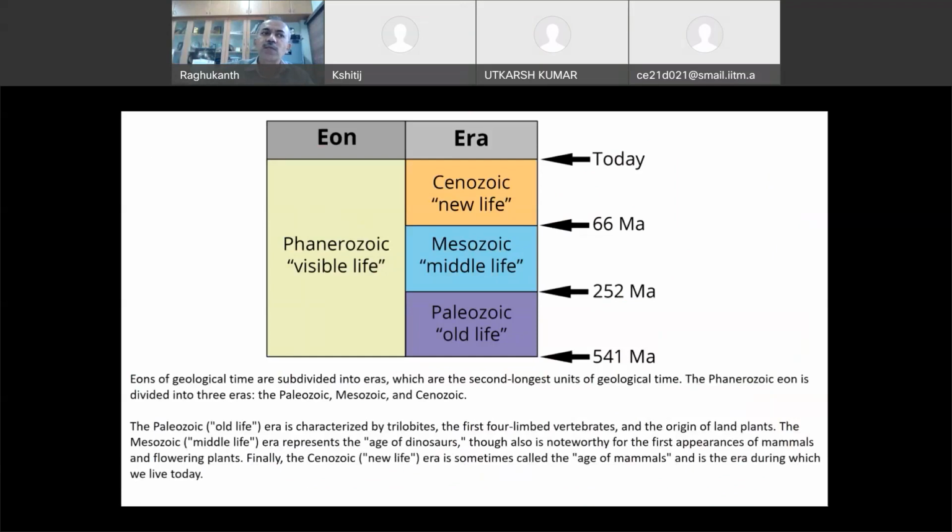So the boundaries have also been decided. Paleozoic means trilobites and land plants came up. Mesozoic is the age of dinosaurs, we say. Then Cenozoic means the age of mammals. So from paleontology, these names came into the picture.